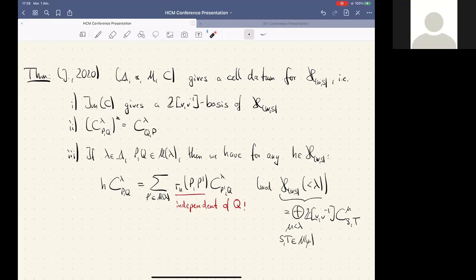You have your Q modules, you tensor by Q of v, v inverse, so Laurent polynomials, and then you pull back to the Hecke algebra. So you have these well-defined special modules like that. Your theorem implies probably that something like that is true in this case. And do you expect something like that to be true in general?